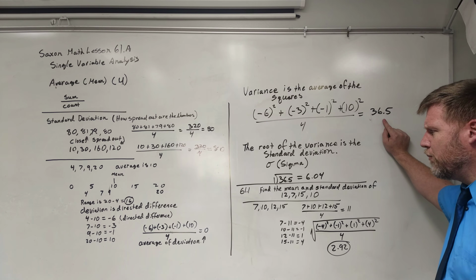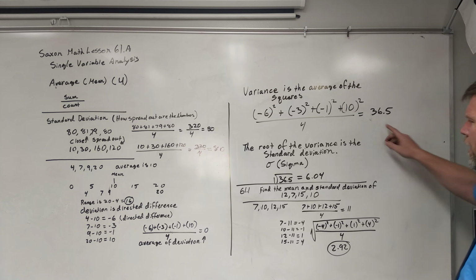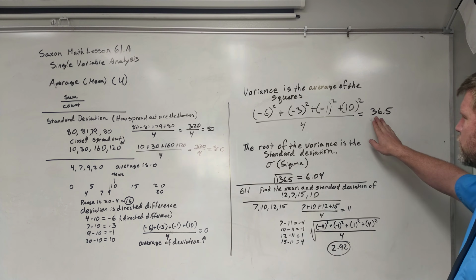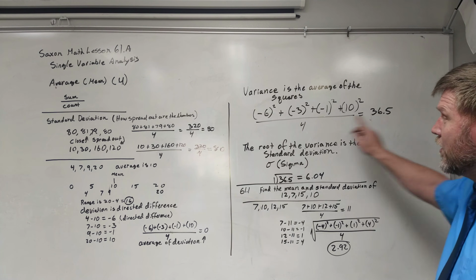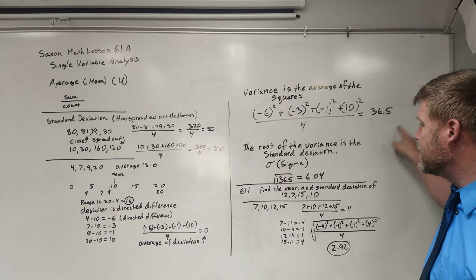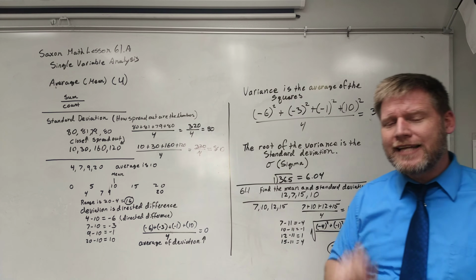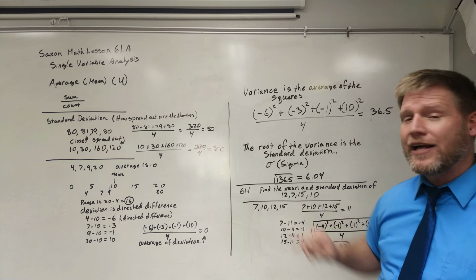Well, the variance is important, but it doesn't tell me anything yet. It's really not a good number that I can use. But if we took the square root of the variance, and the reason why is because we squared each one of these and added them up, we take the root of this number, that's going to get us 6.04. That's what standard deviation is, and we're going to call that sigma.